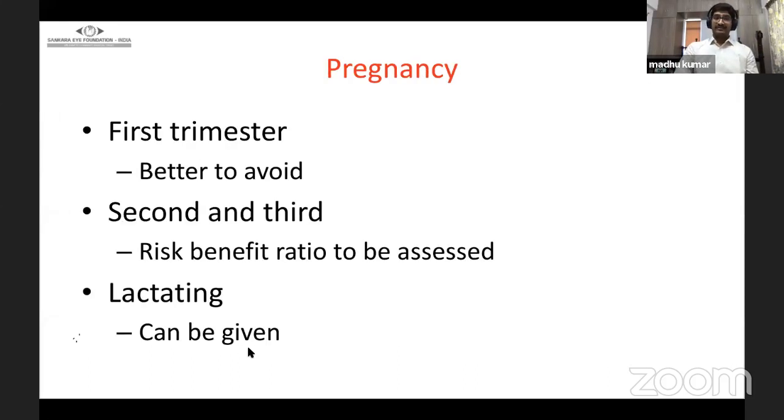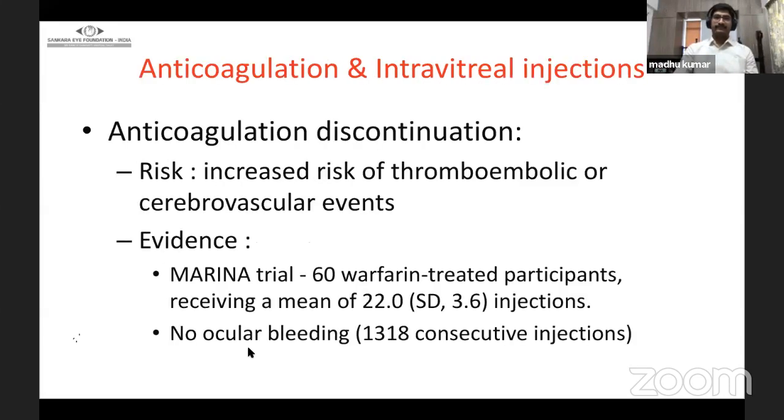So coming to pregnancy and intravitreal injections, in the first trimester, there are some anecdotal case reports saying that it can be teratogenic. So it's better to avoid it in the first trimester. In the second and third, the risk-benefit ratio has to be assessed. By and large, in pregnancy, if it can be avoided, it's better. But if it is mandatory, if it has to be given, it has to be given in the third trimester. In lactating mothers, case reports are there, and there is relatively enough evidence that it can be given.